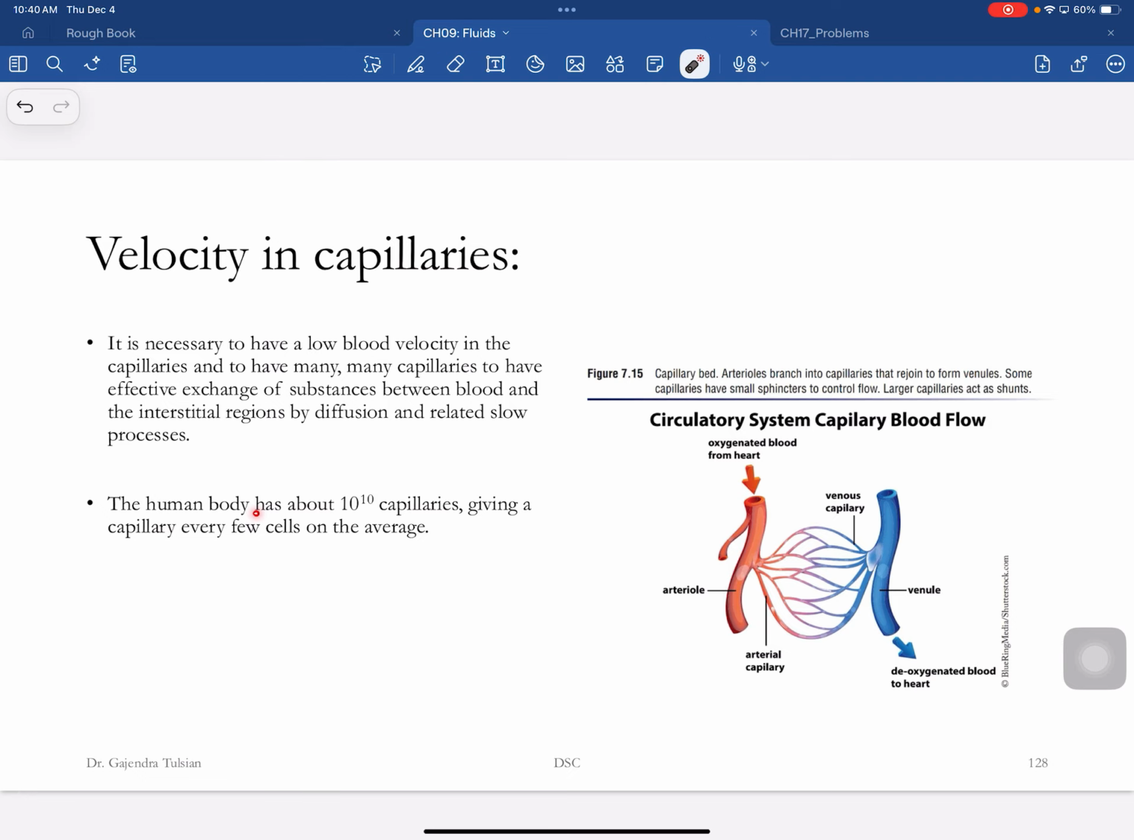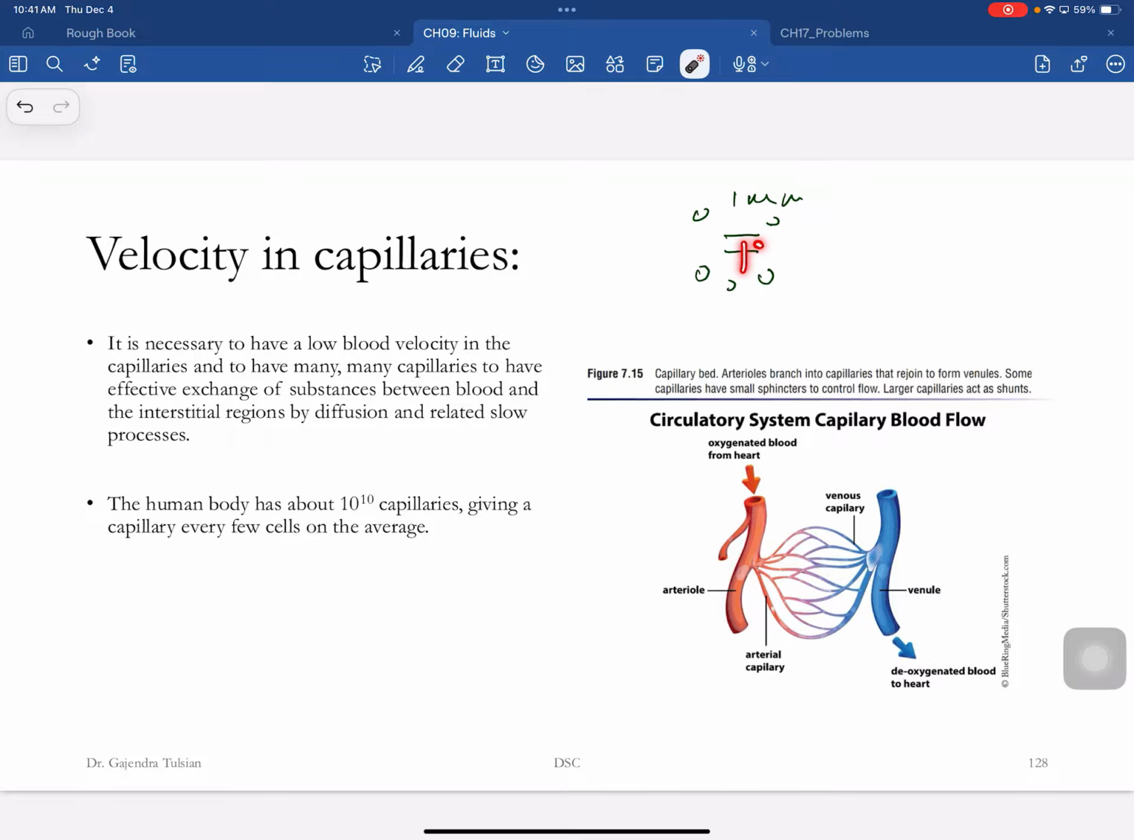There are about 10 billion capillaries in the human body, giving a capillary every few cells on average. A capillary is about 1 millimeter long, and for every few cells there's a capillary. Stuff diffuses into the interstitial fluid and then goes to the cells.